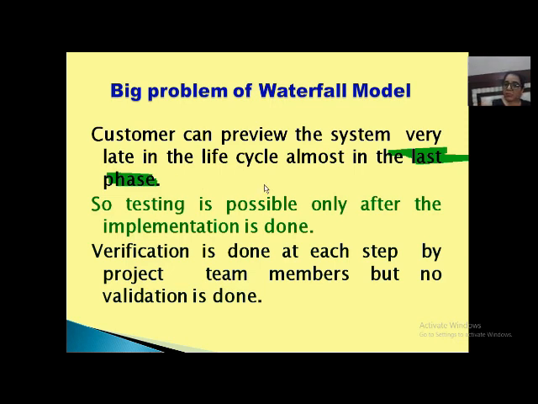So the testing is possible only after the implementation is done. Secondly, testing is not possible unless the implementation is done. So once the implementation is done, only then can you go for the testing. So if the implementation is late, the system is delivered late to the customer, and again testing will be delayed. Now the verification is done at each step by the project team members, but validation is not done.